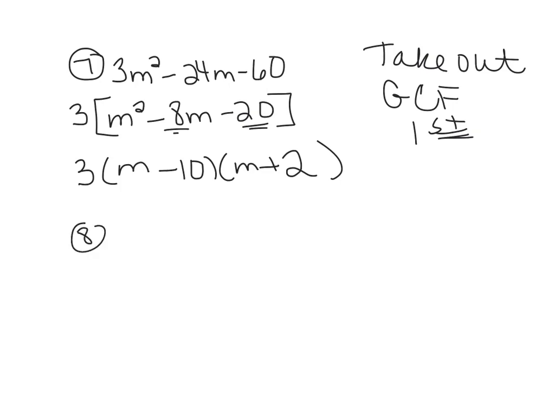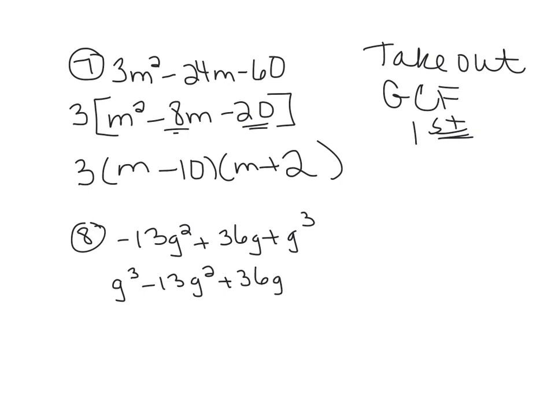All right, so let's look at this one. We've got just a few more just to kind of practice. I'm trying to kind of show you everything you're going to run into. Now, this one: negative 13g squared plus 36g plus g cubed. I haven't made a big deal about the order. However, it does make your life easier if you put your order, when you're doing these trinomials, by degree, greatest to least. So I would first rewrite this one, g cubed minus 13g squared plus 36g.